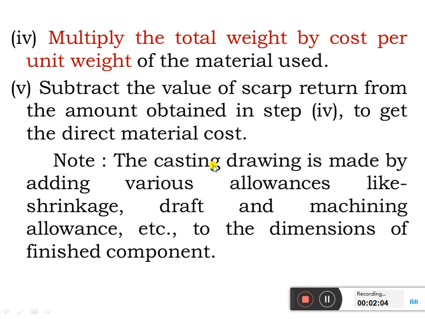So next, the casting drawing is made by adding various allowances like sinkage, draft and machining allowances etc. to the dimensions of the finished component. So the diagram itself will mention the allowances. So based on this we have to calculate the cost of the casting.